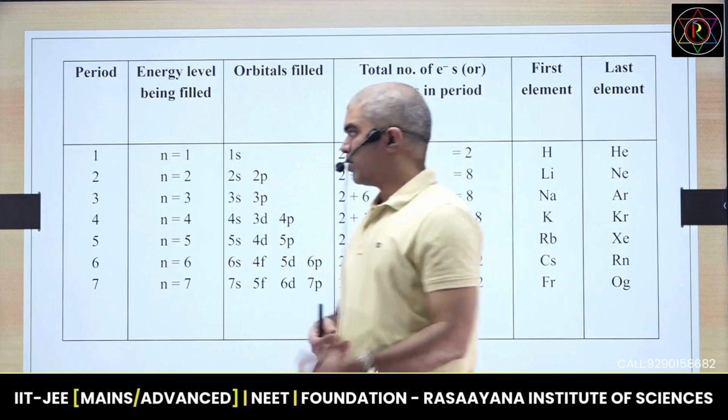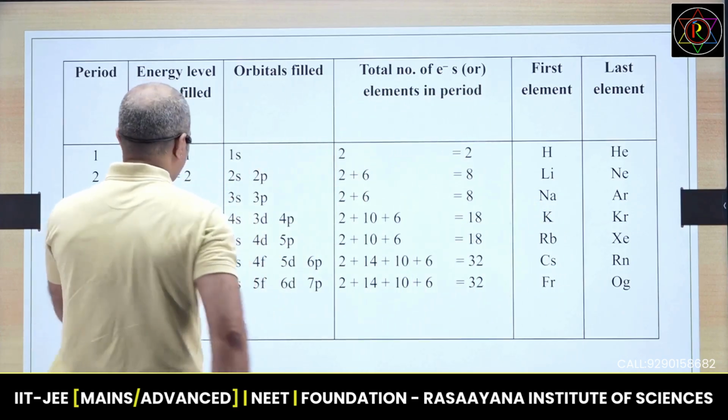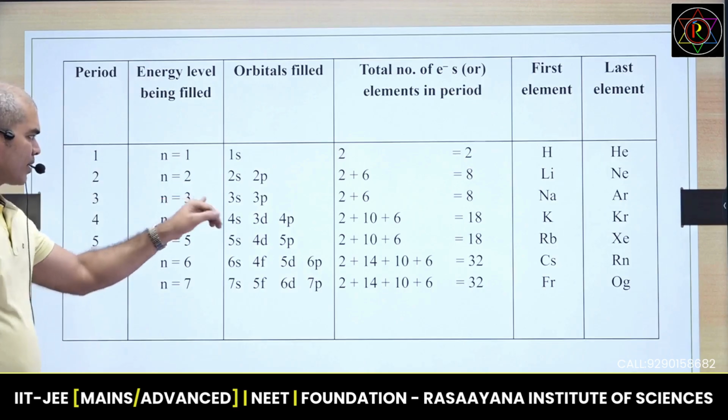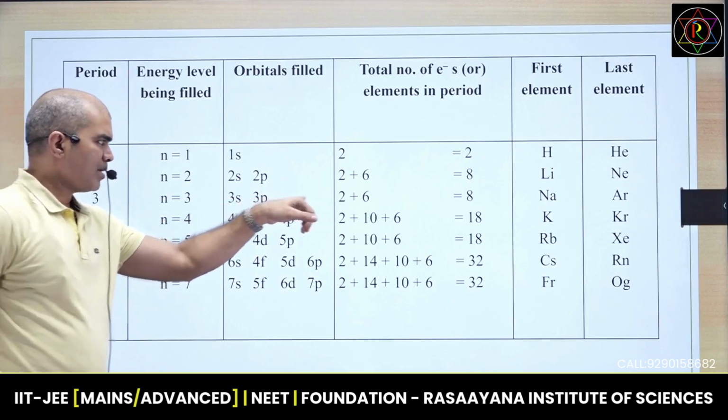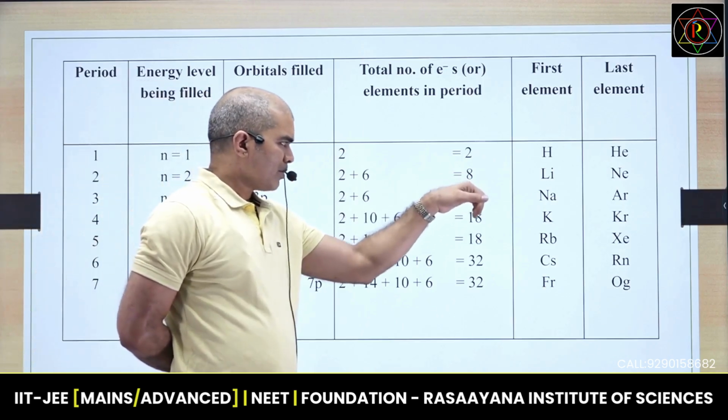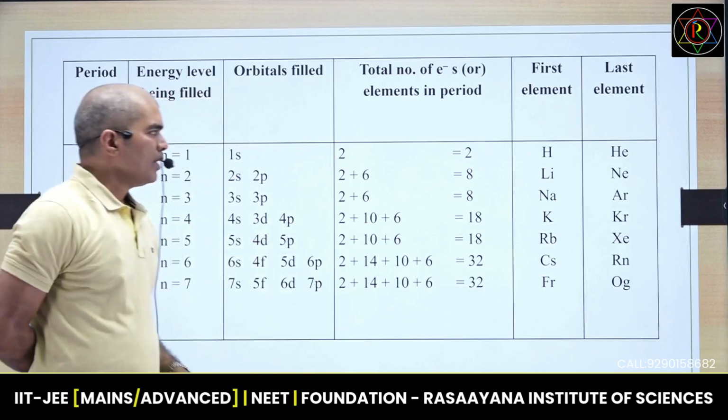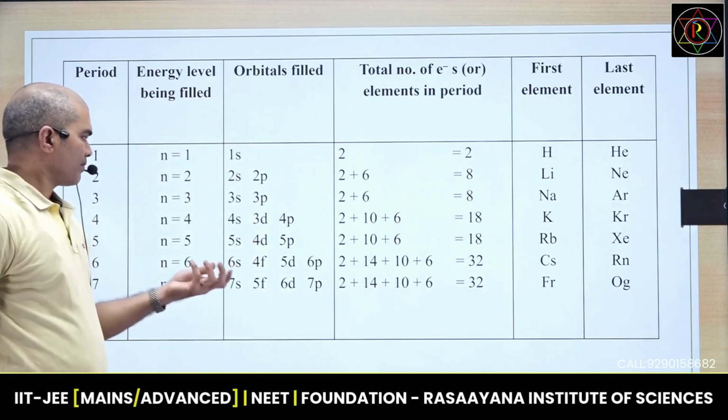Okay, so let us move on to the third period. Third period, n will be 3. So we have 3s and 3p only. 3s and 3p orbitals altogether making up 8 electrons. Therefore we have 8 elements added.